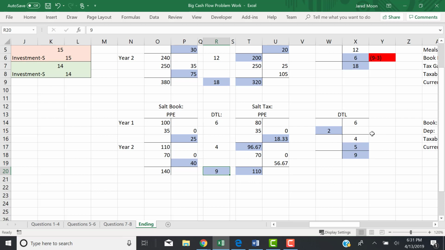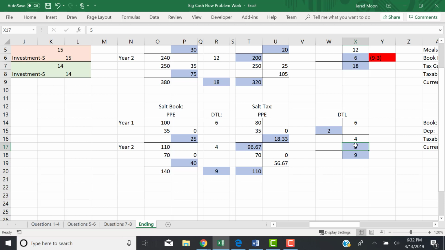So what are our DTL amounts? Well, we have our 4 that we had at the beginning. We have our 9 that we have at the end. And $5 is the plug. Or you could say, what is the difference between these two? It's 16.6666666. And if you multiply that by 0.3, you get 5.